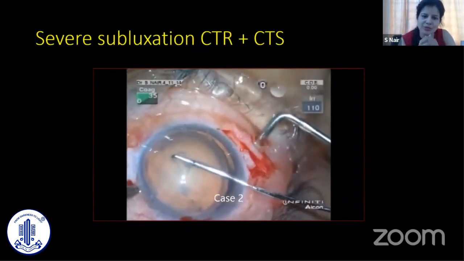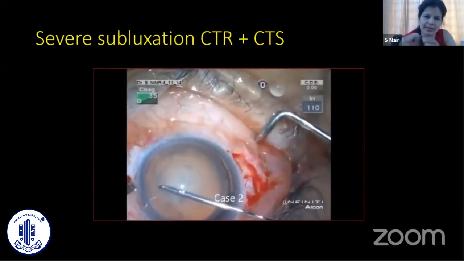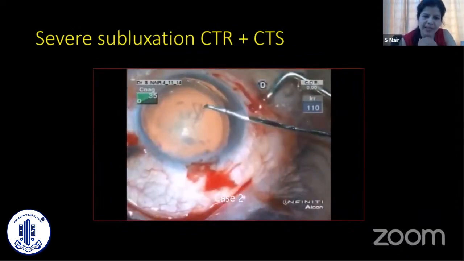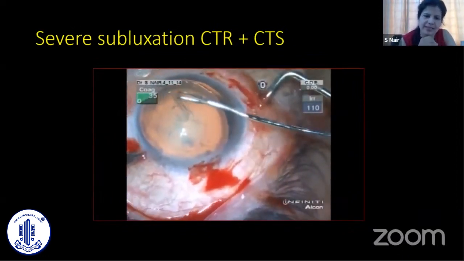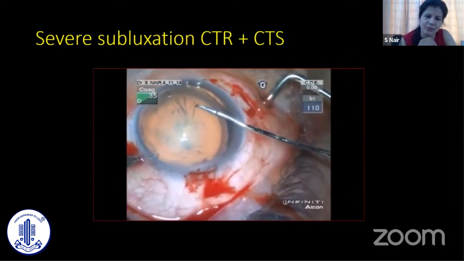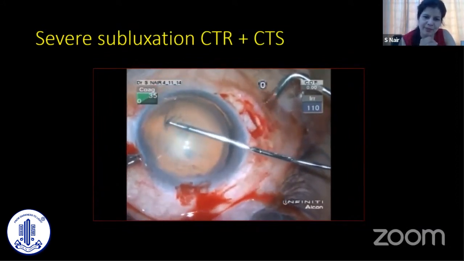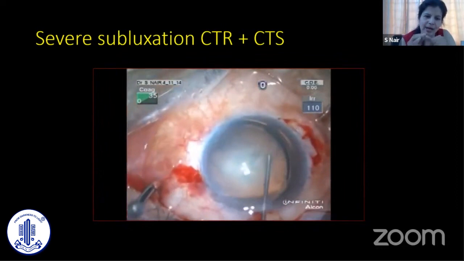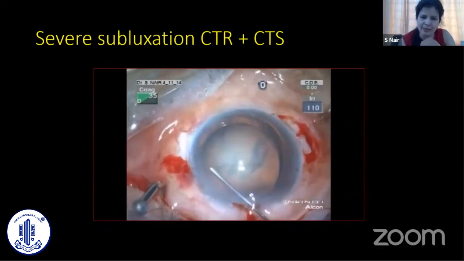Now, this is a much more severe subluxation. You can see that it is more than 180 degrees. Again, there is a decentered rhexis being made using a micro rhexis forceps. And now this nucleus is not as hard as the previous one.